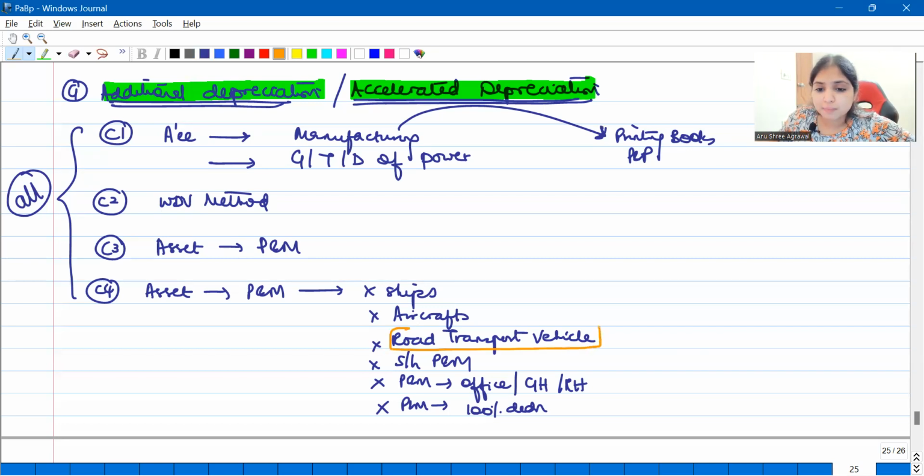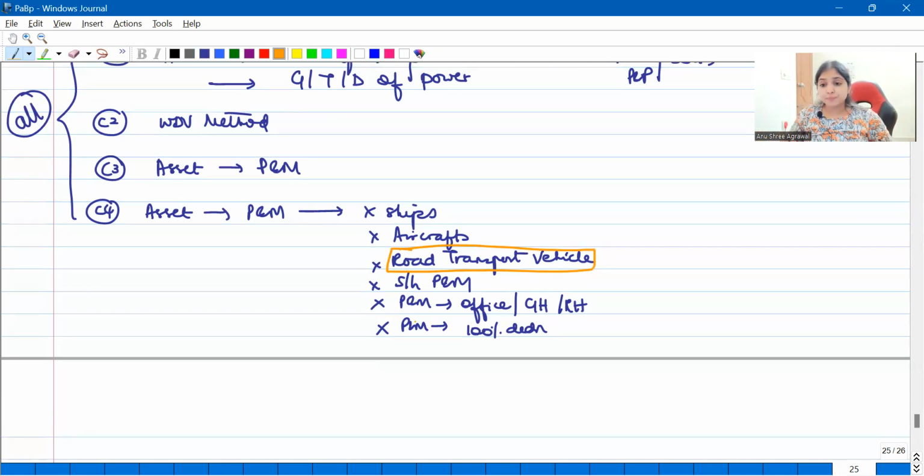Let us talk about road transport vehicles. Now, what do you mean by road transport vehicles? As the very name suggests, they are vehicles which are used for road transportation. For example, if your assessee buys a car or a truck, on these kind of vehicles, you will not get additional depreciation. However, in the old syllabus, they had asked a question, and from that question, I'm going to straight away discuss the concept involved.